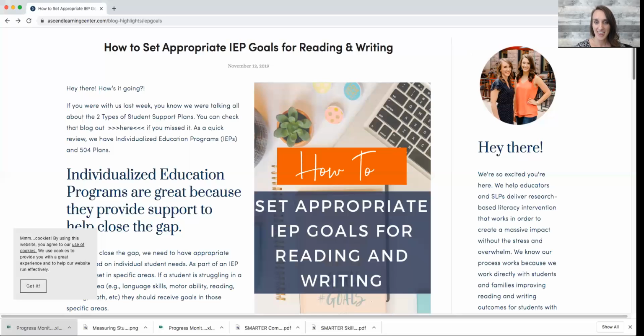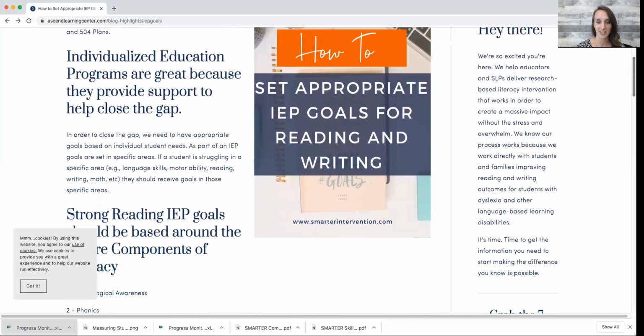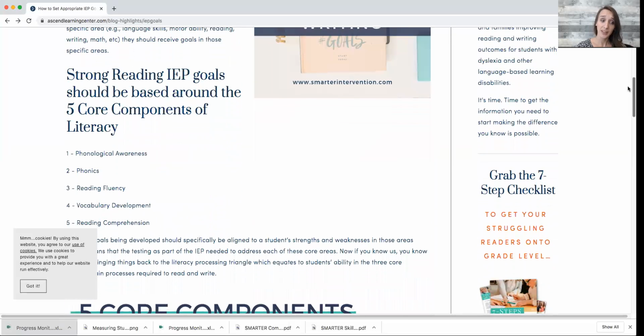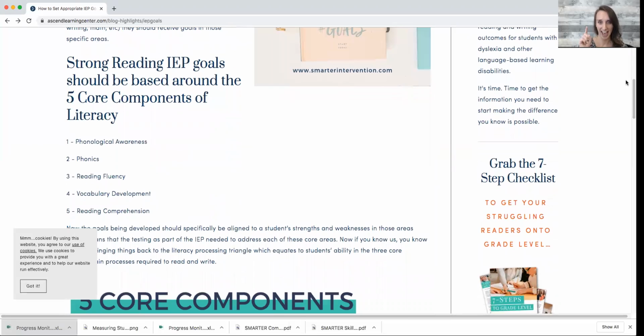So in this week's blog, we do have a lot of information around what we want to make sure that we're doing. So in reading, we want to make sure that we are looking at phonological awareness, phonics, reading fluency, vocabulary development, and reading comprehension. None of those necessarily take precedence over the other. It really depends on where students are breaking down, where we want to focus in on those goals. We don't just want to focus on things because they're easy to measure. We want to make sure we're focusing on them because those are the areas that students are actually struggling with.